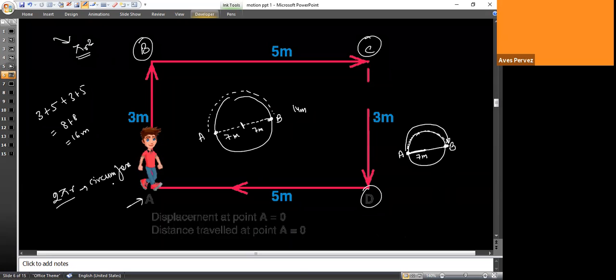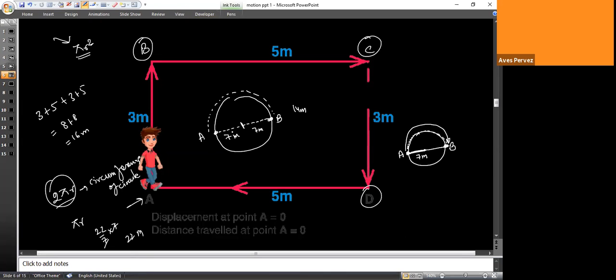Circumference of this circle. Half the circumference of the circle, you can divide it by 2. You will get pi r, and that will be 22 by 7 into 7. The radius is 7, so it will be 22 meter.